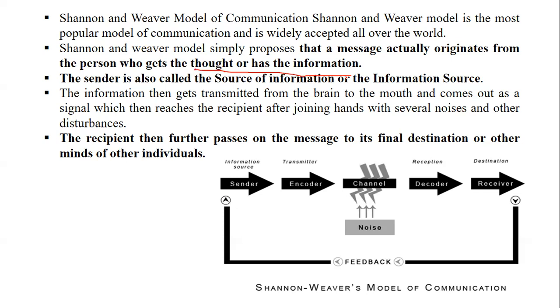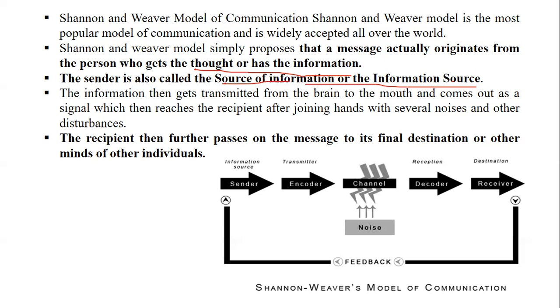The sender is also called the source of information or information source. So remember this sentence very well. For example, you can get a question where the sender is known as the source of information. Now, the information gets transmitted from the brain to the mouth and comes out as a signal. And that signal or the thought itself is the occasion where the message gets originated. The recipient further passes the messages to its final destination or to the other individuals who are a part of these communication channels. Is it clear?